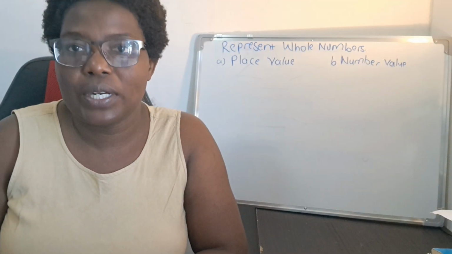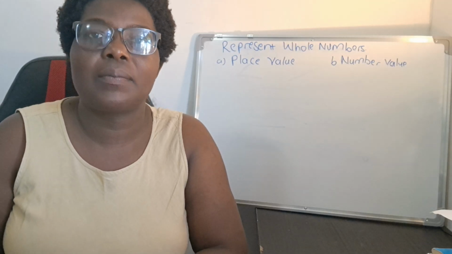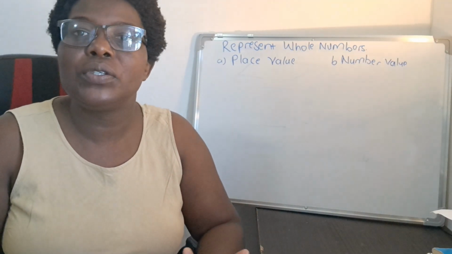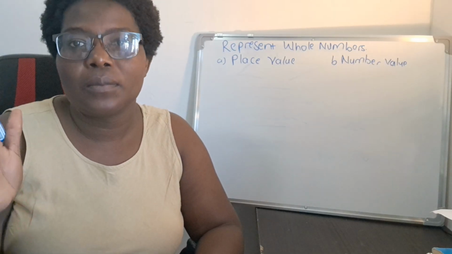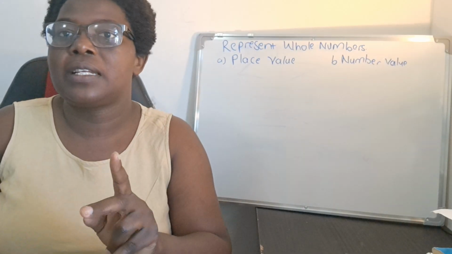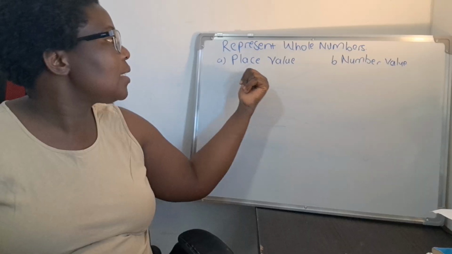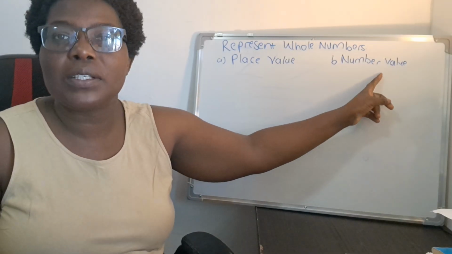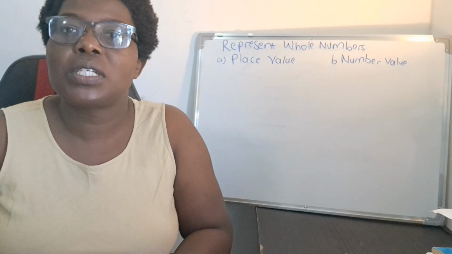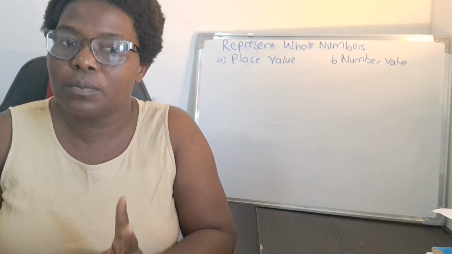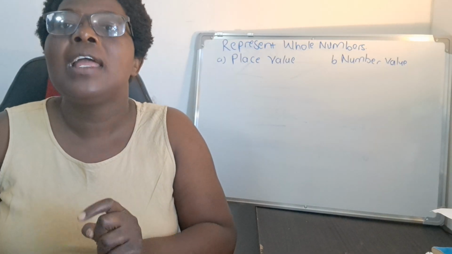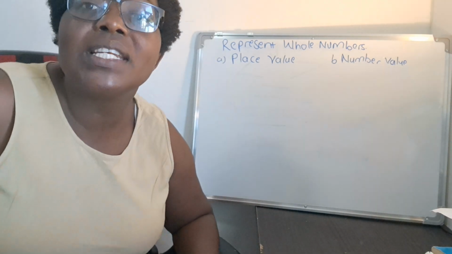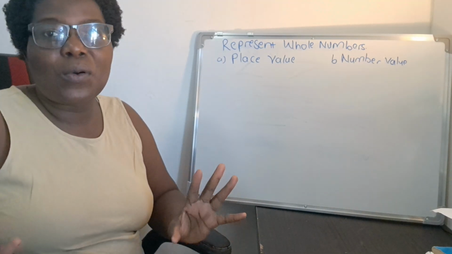Representation of whole numbers. I think this is something that it's easier to do only if you know the two types of representation. We have place value and we also have number value. So when you're answering this type of question, you need to understand the difference between the place value and number value. But before we go there, we also need to name them first before we go anywhere.